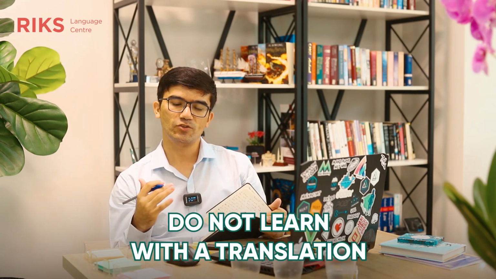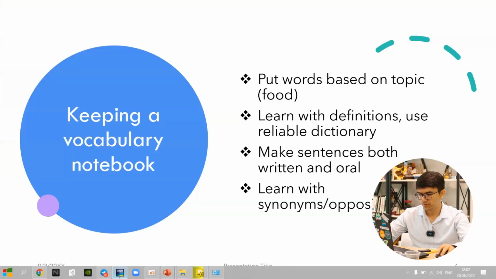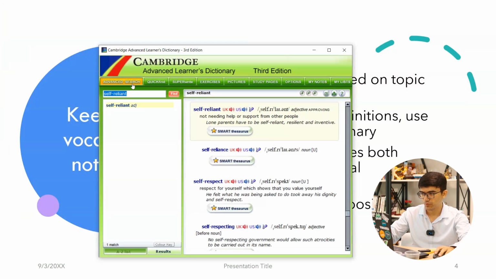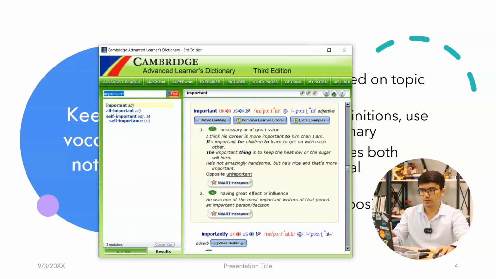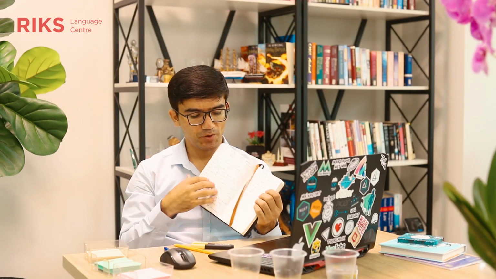I think if you want to take your language learning experience to the next level, you should start learning with the definitions and also check the pronunciation of the word. And use a reliable dictionary. For example, I'll show on my computer a dictionary, Cambridge. This dictionary is really helpful. It gives you exercises, all the collocations, important common mistakes, pronunciation, all of it, right here, okay? And just try to make sentences in written form.